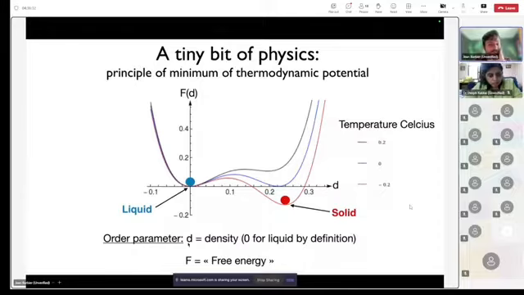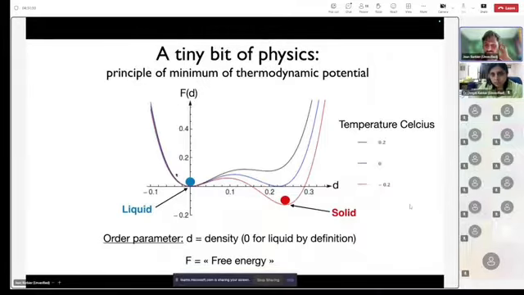So let's say for a physical system, the order parameter would be the density of particles. So it would be, let's say by definition, 0 for liquid. It would be negative for gas, and it would be positive for solid. Okay, so it's just a convention to set to 0 the density for liquid.